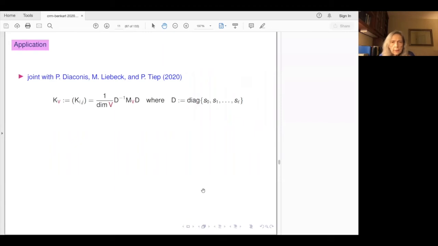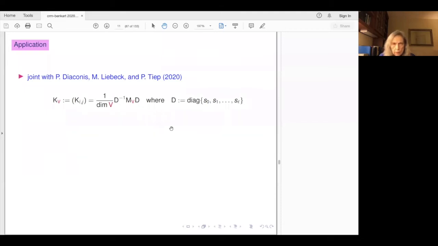So I'm going to take my McKay matrix and conjugate it by a diagonal matrix that has the dimensions of the simples down the diagonal. So this is an L plus 1 by L plus 1 matrix, but it's just diagonal. It's got these dimensions down the diagonal. And then I'm going to divide by the dimension of V.